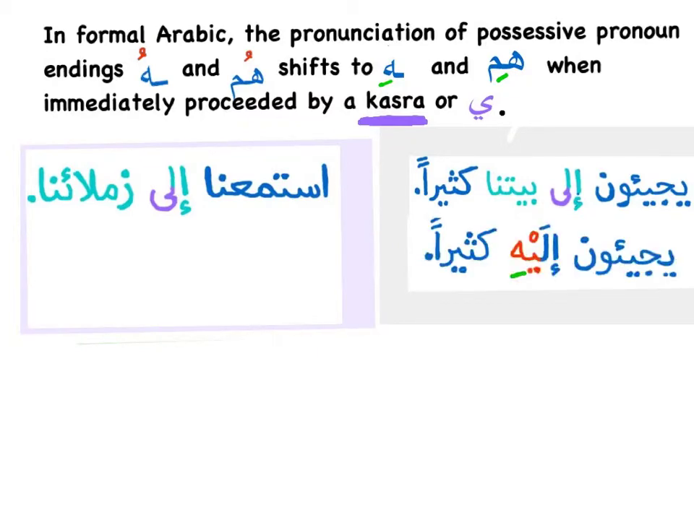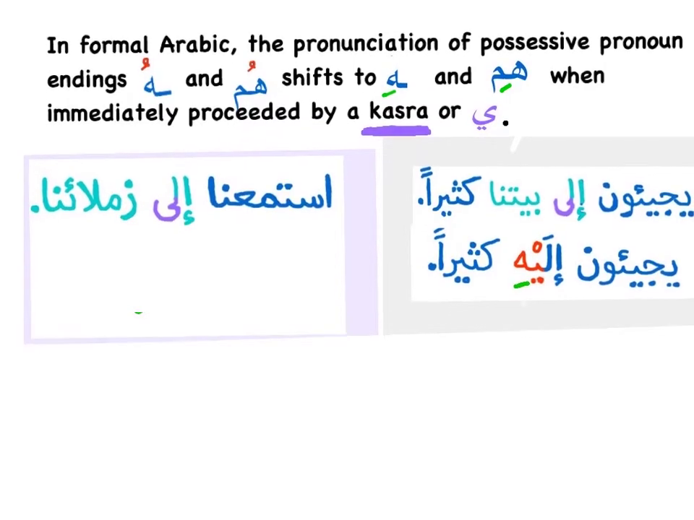So يجيئون إليه كثيرا, here this he refers to بيتنا, and the كسرة belongs to إلى because it's مجرور, so إليه. Same for استمعنا إلى زملائنا, استمعنا إليهم. هم is the equivalent of زملائنا pronoun wise, but since there is إلى, the dhamma that is supposed to be here becomes a كسرة because it's مجرور.